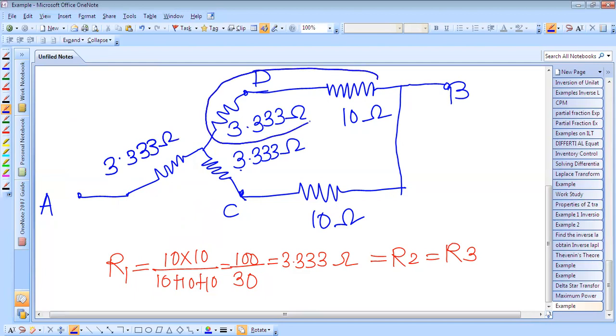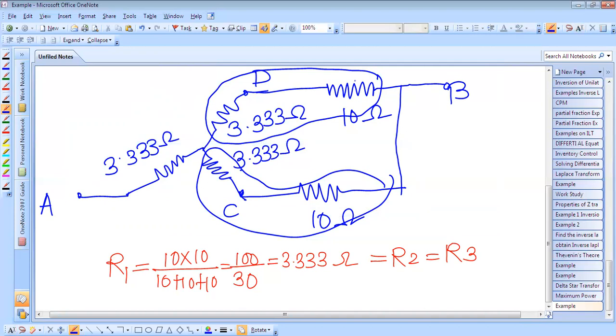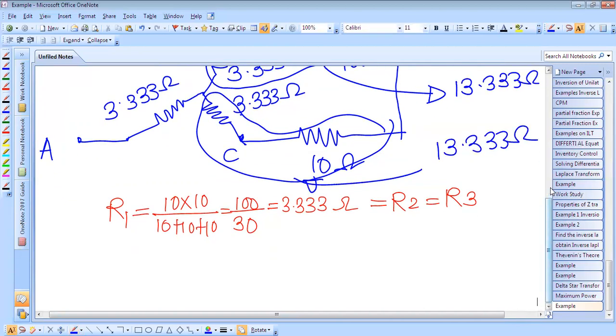Now these two are in series, these two are also in series. Okay, so we'll give this name to this. Suppose this, between this and this, these two are in series. So what will be this? This is 13.333 ohm, and this is also 13.333 ohm. Now we can rewrite this circuit.